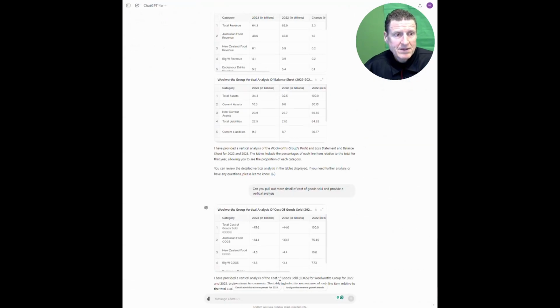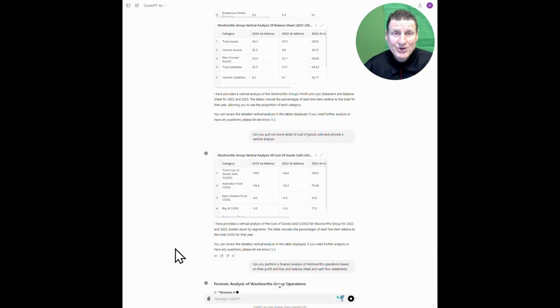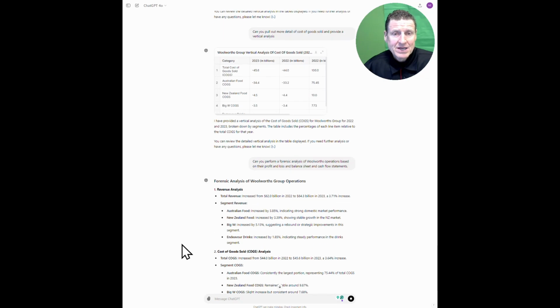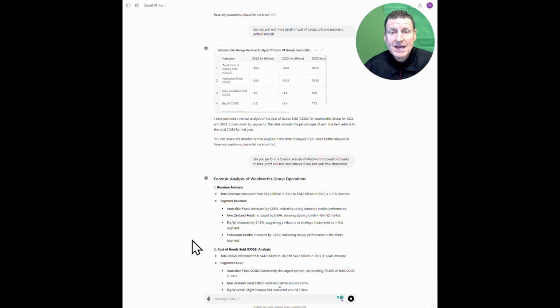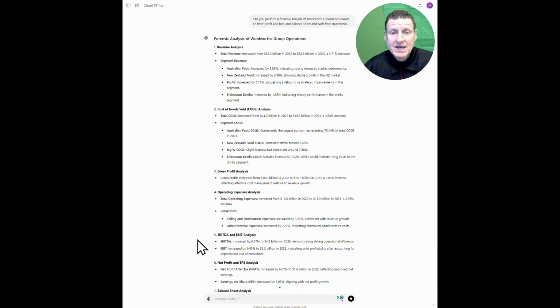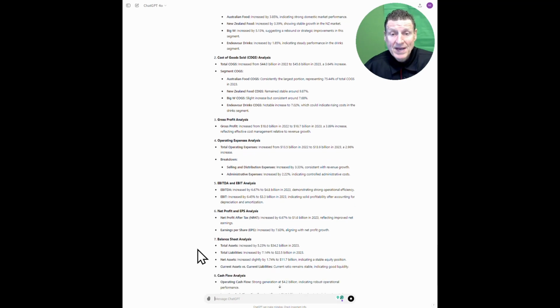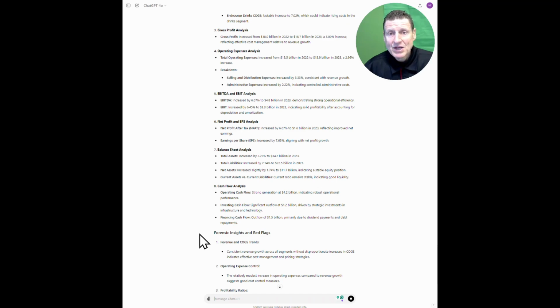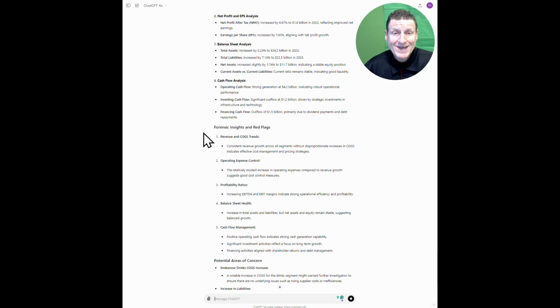All right, enough on the balance sheet and profit margin. That is, what are we talking about? The horizontal and vertical analysis. We could go further and ask it to do forensic analysis. So for example, we could ask it to do that to see what it will come up with. And in some ways, that's a prelude to what we're going to be looking at in chapters later this semester. But already you can ask AI to give you prompts to what to look for in terms of the revenue analysis, the cost of goods sold, the gross profit analysis, operating expenses analysis, EBITDA analysis, net profit, the balance sheet analysis, and cash flow analysis. And you can even ask it to give some red flags or forensic insights.